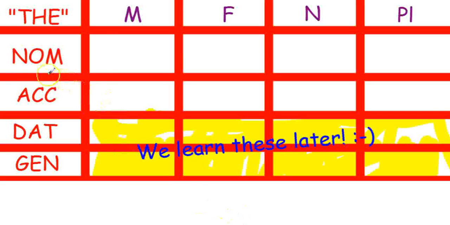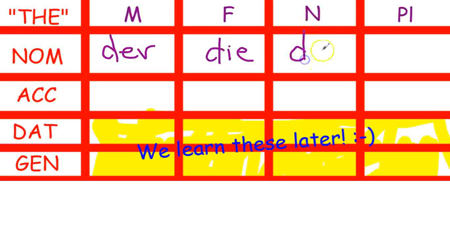As I mentioned previously, the nominative case is how we learn our genders. That means we have der, die, das. Now, something to note, all plurals in the nominative case are die. Der, die, das, die. The nominative case in German is the subject of the sentence.